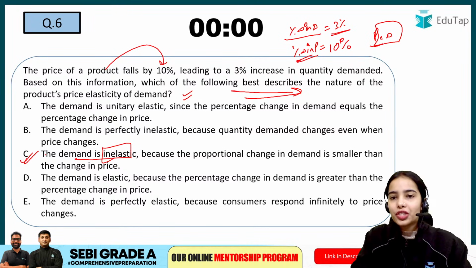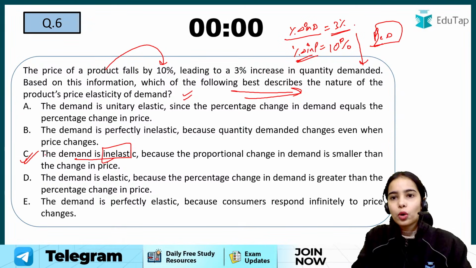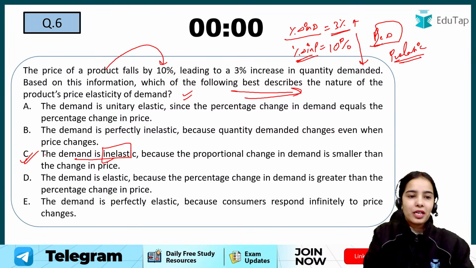With the percentage change in price, there is a lesser percentage change in demand. With the price decreasing by a lot, demand is increasing only slightly. So you can understand that this is inelastic demand. Very good.